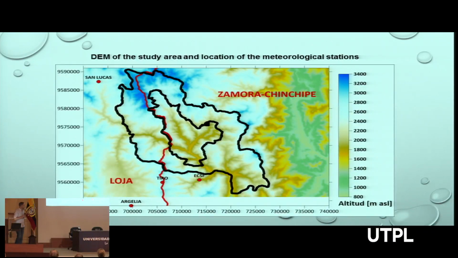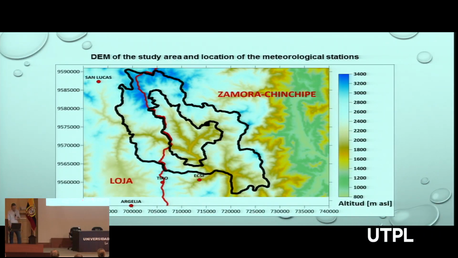The elevation in the study area is more or less from 1,400 meters above sea level to 3,400 meters above sea level. Here we can see the limits between the provinces of Loja and Zamora Chinchipe. This is a mountain chain which divides the Amazon basin from the highlands of Ecuador. And the 4 meteorological stations we used for the analysis are San Lucas, La Argelia, El Tiro, which is the station in the transition zone between Amazon basin and the highlands, and the ECSF, the meteorological station in the San Francisco Valley.